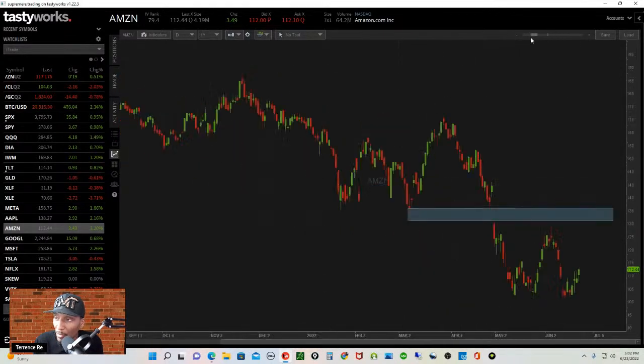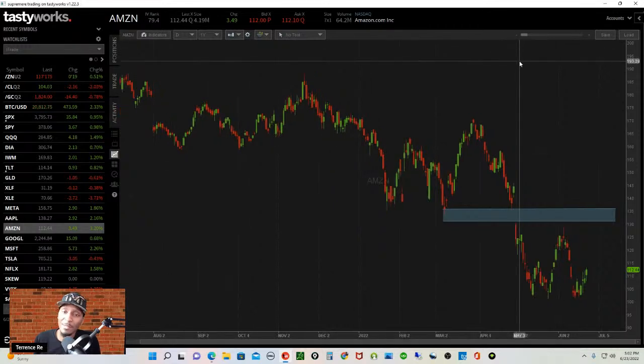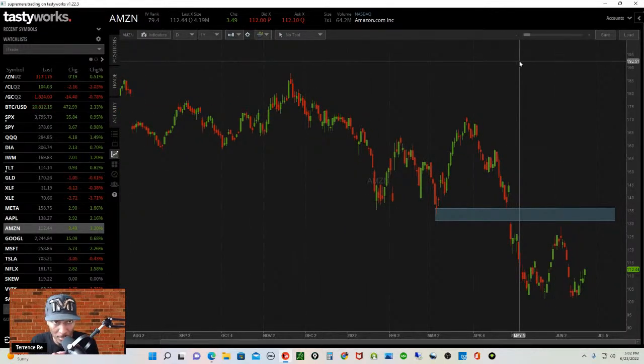I think Amazon's gonna go lower. The reason why I think that Amazon is gonna continue to go lower is because right now the Federal Reserve is continuing to raise rates. So I don't believe that the market can continue to go higher as long as we're in a rate hiking cycle, right? So they tell you don't fight the Fed.